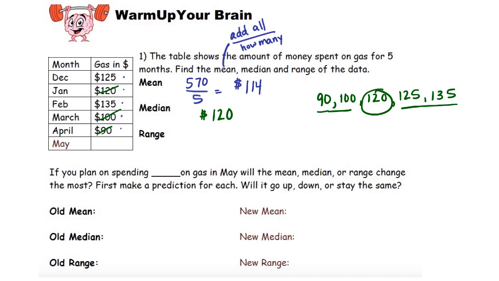Now for our range, what we have to do is we have to find the maximum and subtract the minimum. Well, over here, it's pretty nice and easy. We have our maximum and minimum. 135 minus 90. What we get is our range is 45.